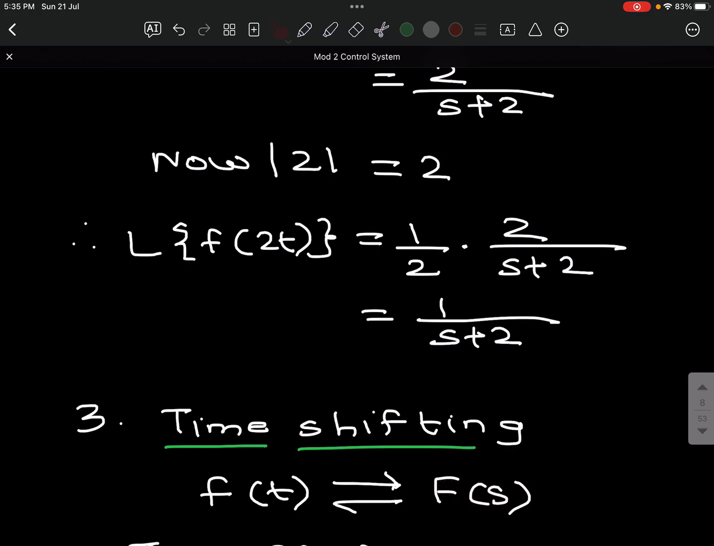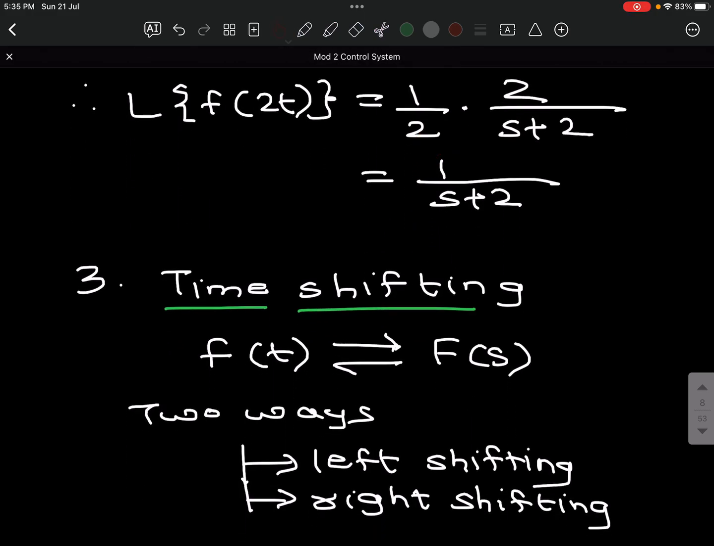Now, what do you mean by time shifting? There are two kinds of time shifting: one is left shifting and the second one is right shifting. What do you mean by that? If we want to shift this signal to the left or to the right, that is nothing but the time shifting property.